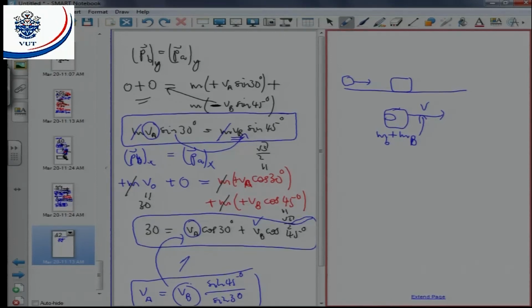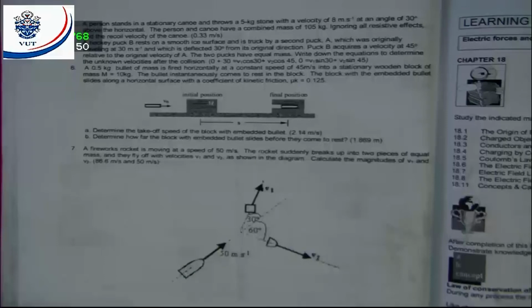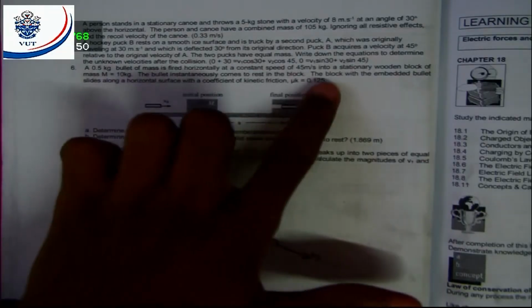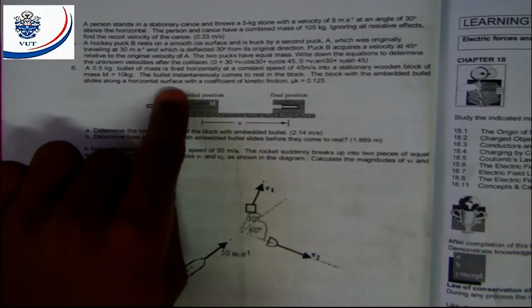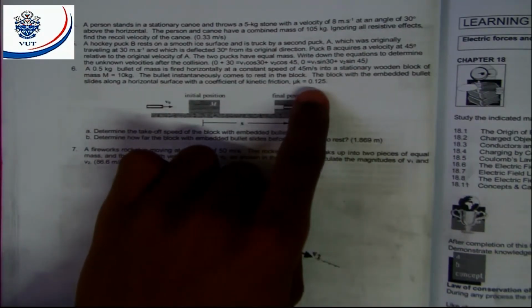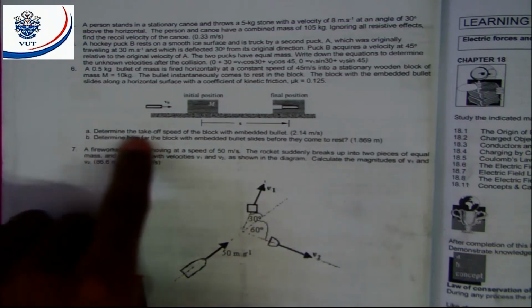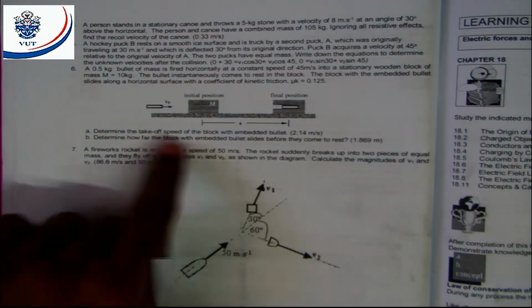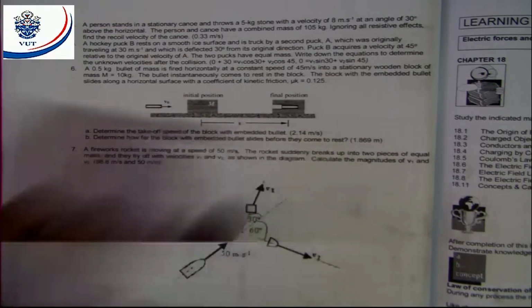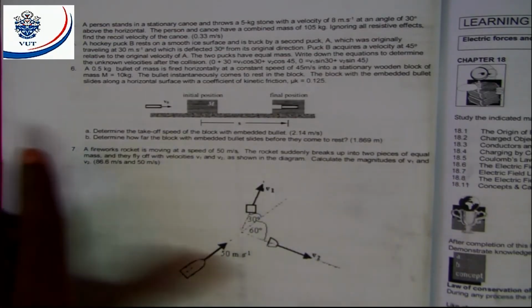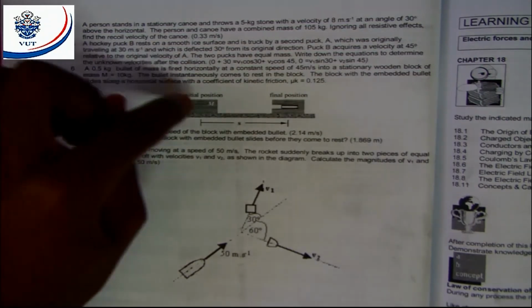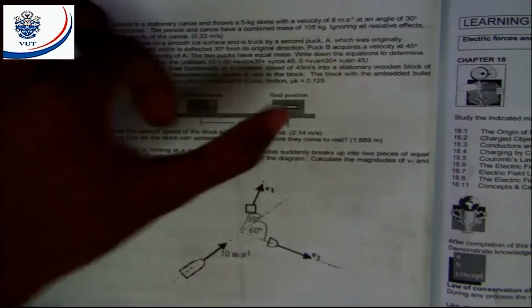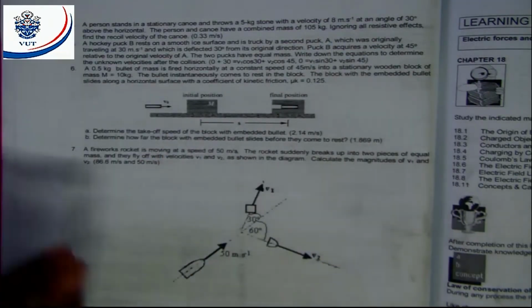In fact, I think it is. So let's see what the question is. The block with the embedded bullet slides along a horizontal surface with a coefficient of 0.125. Part A, we should determine the takeoff speed of the block with the embedded bullet. For that, we'll use conservation of momentum. We know the momentum before, it's just this plus 0, and then after it's the momentum of the bullet-block system. So we can find v.